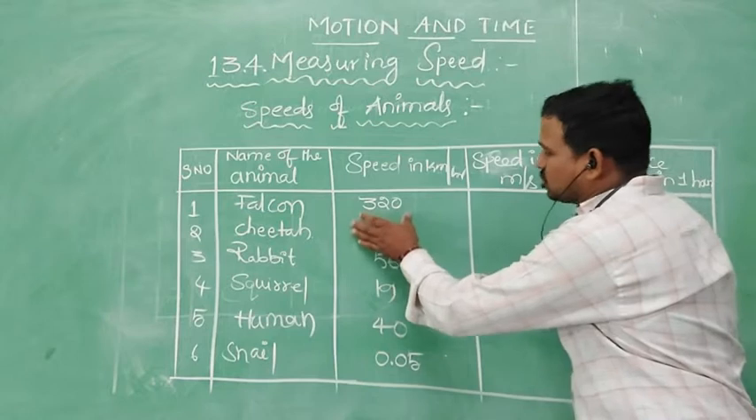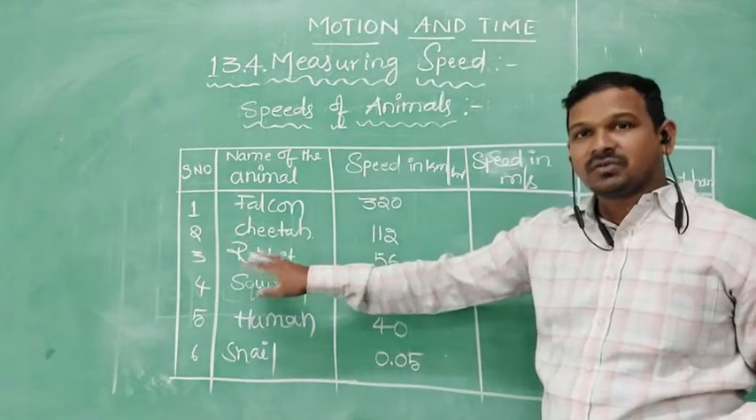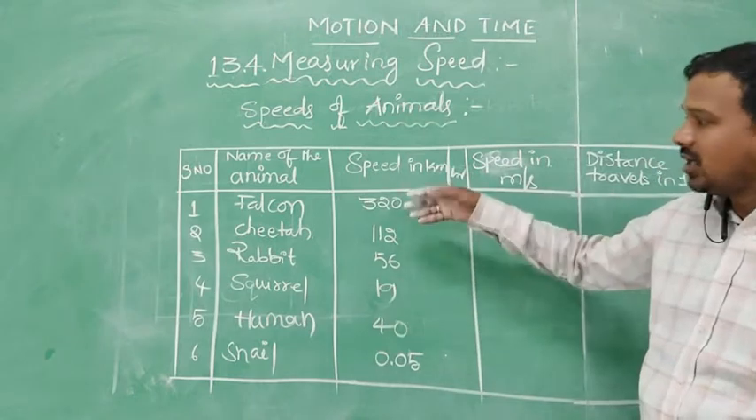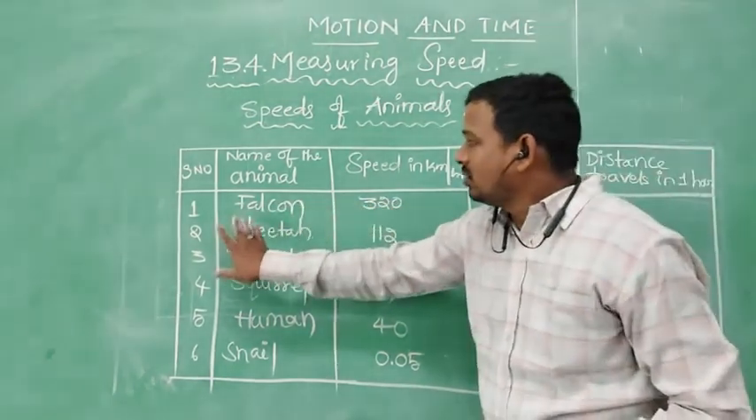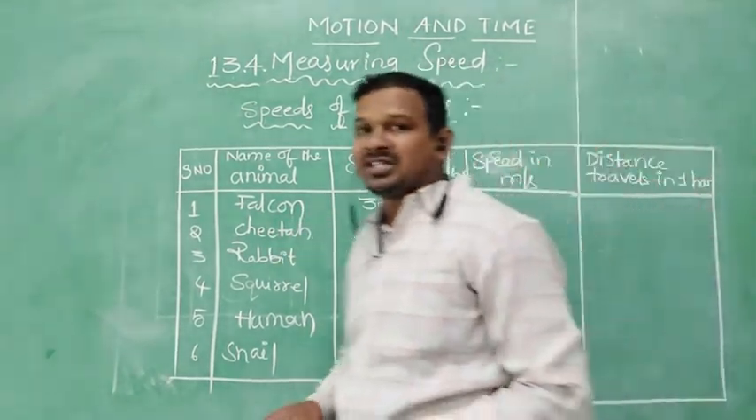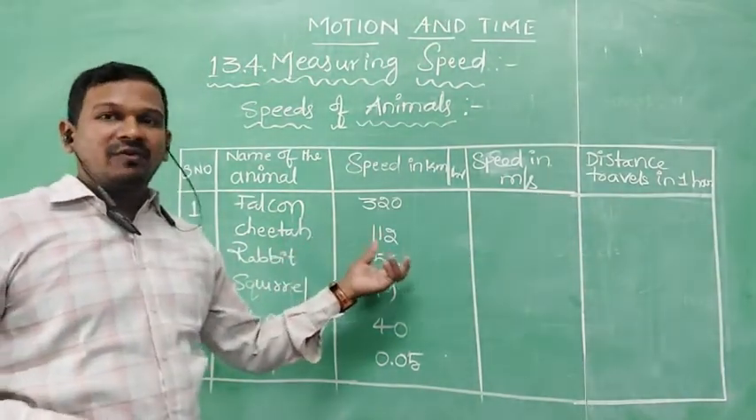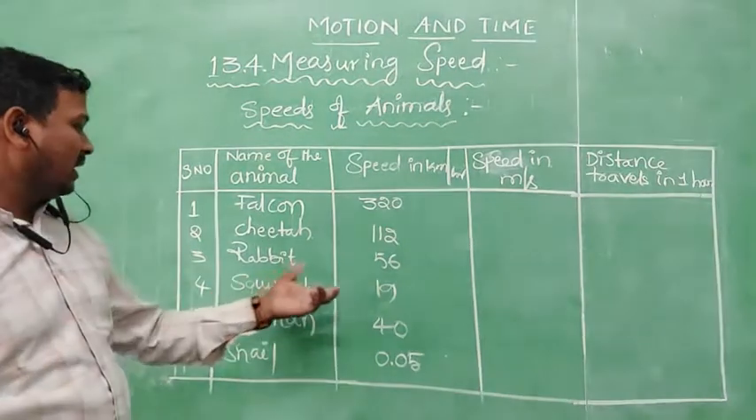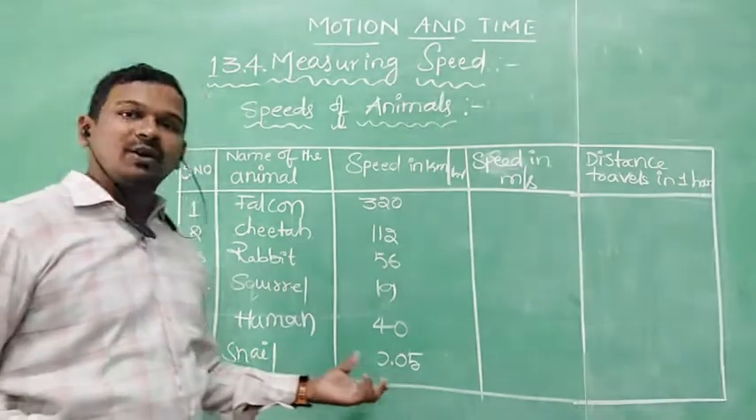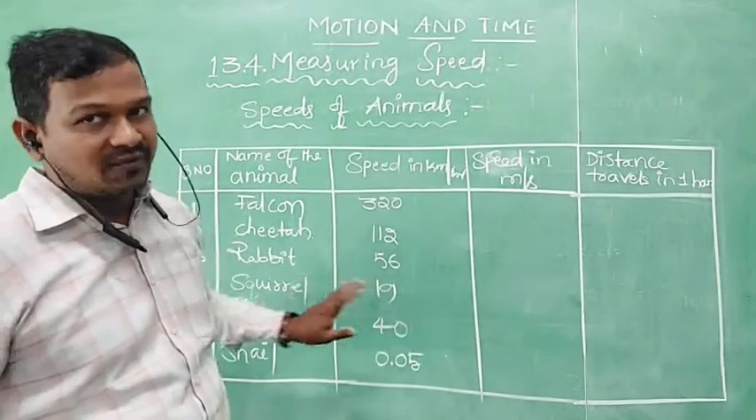With the help of some instruments, with the help of some mechanism, they calculate what animal will go with what speed. All that is calculated, and here we are representing that a falcon, which is a bird, will go with a speed of 320 kilometers per hour, whereas a cheetah will go 112 kilometers per hour, a rabbit 56 kilometers per hour, a squirrel 19, humans 40 kilometers per hour, whereas a snail will go 0.05 kilometers per hour. Like this, these are the speeds of the animals.